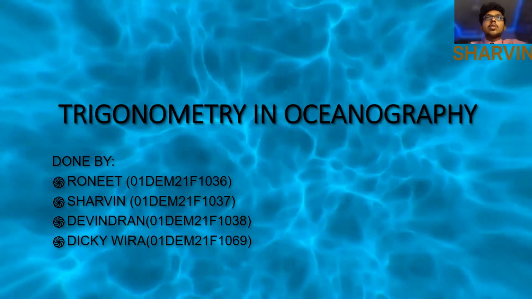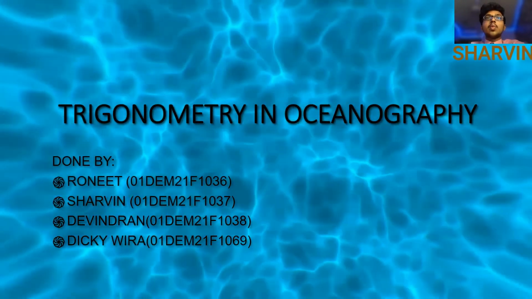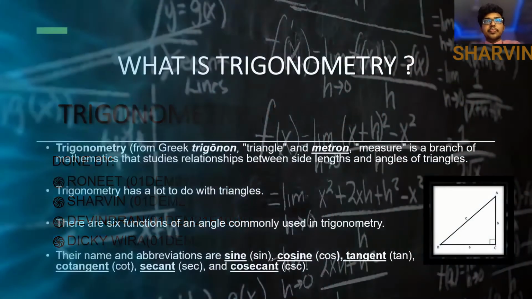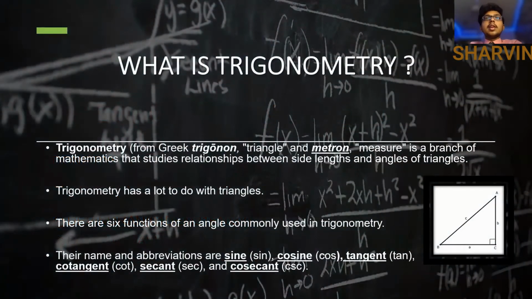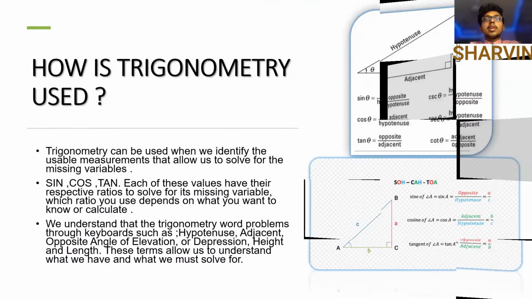Next, before going to see what is oceanography, let's see what is trigonometry first. Trigonometry is a Greek word from trigonon and metron. Both are different words. Trigonon stands for triangle and metron stands for measure. Trigonometry has a lot to do with triangles. There are six functions of angle commonly used in trigonometry. Their names are sine, cosine, tangent, cotangent, secant, and cosecant. Next, let's see how trigonometry can be used.